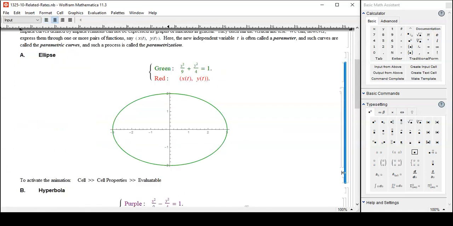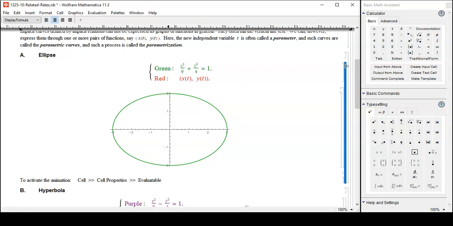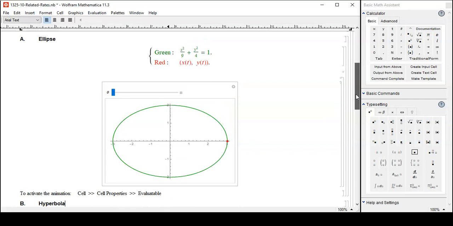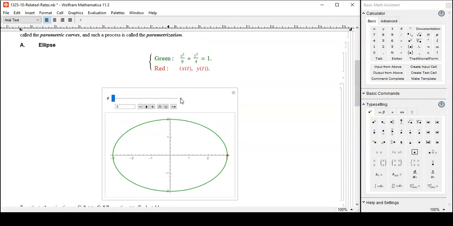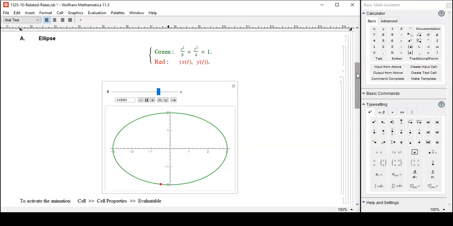Let's have a visualization again. Let's activate this cell and run the code. Okay, we are ready. So what do you see? We are looking at a moving dot model.